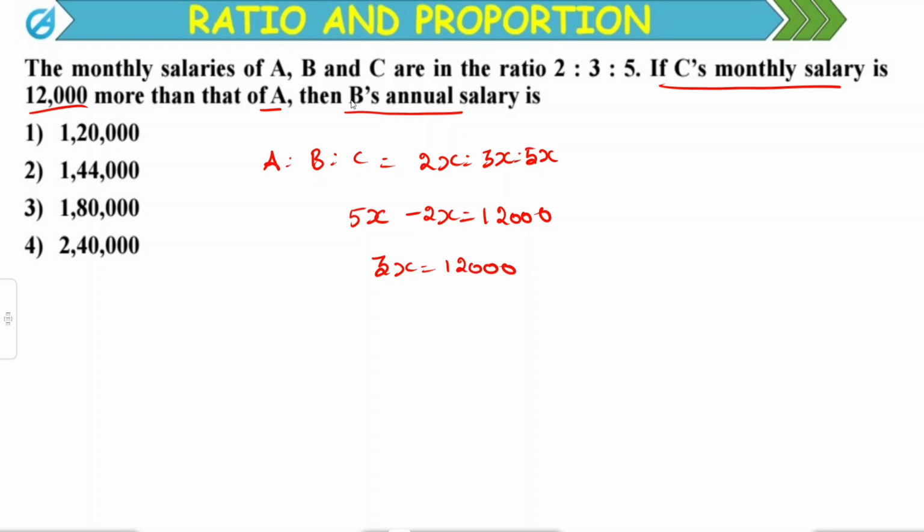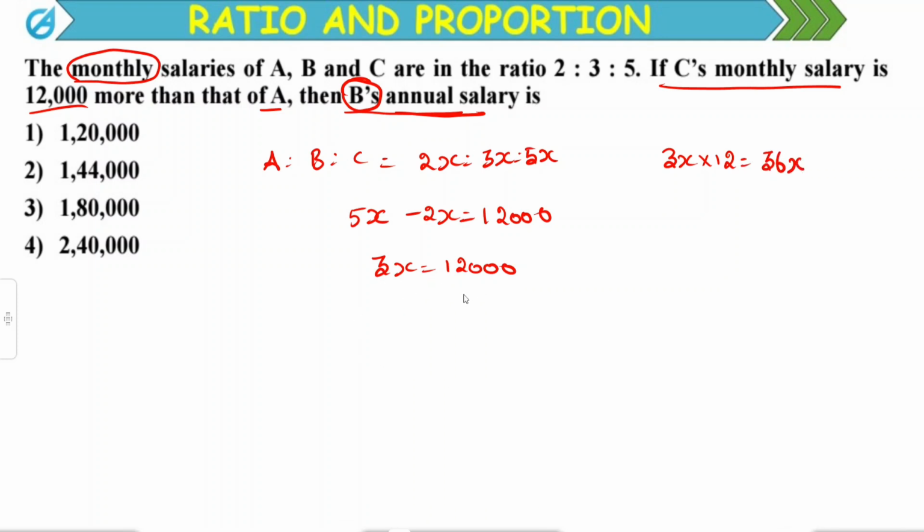12,000. And what we need to find? We need to find B's annual salary. But here the ratio they have given is like monthly salary. So what is the meaning of annual salary? Annual salary is for 1 year. So 3x into 12 will be getting 36x, right?